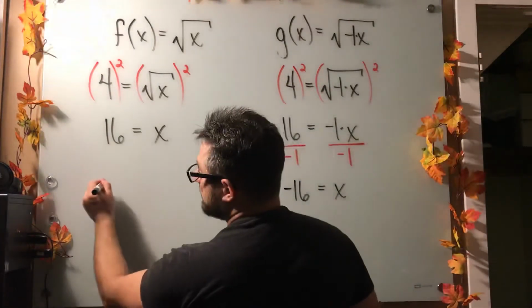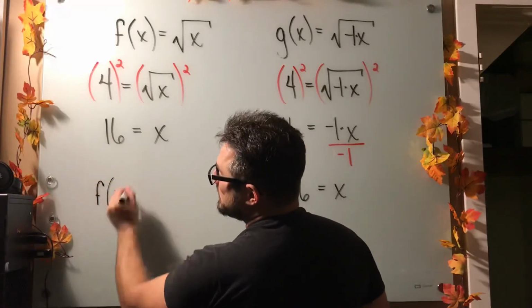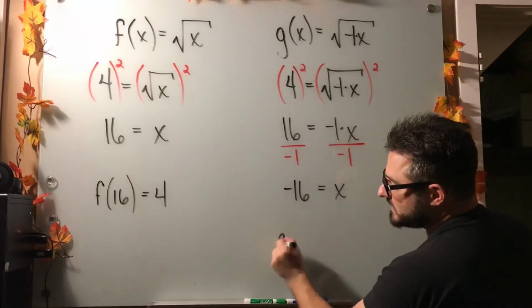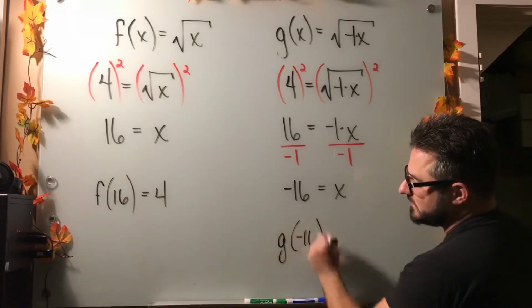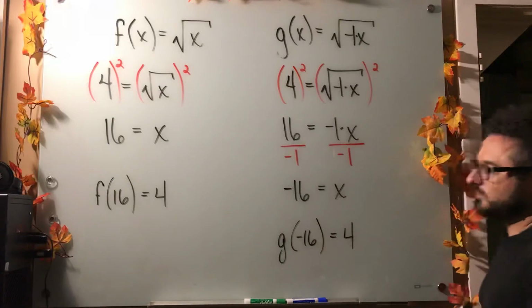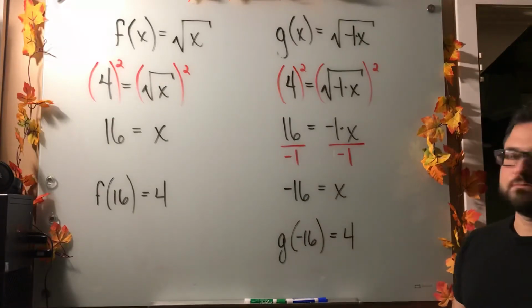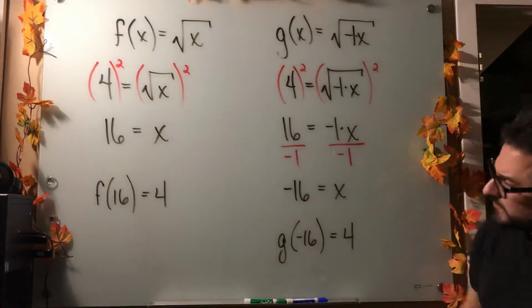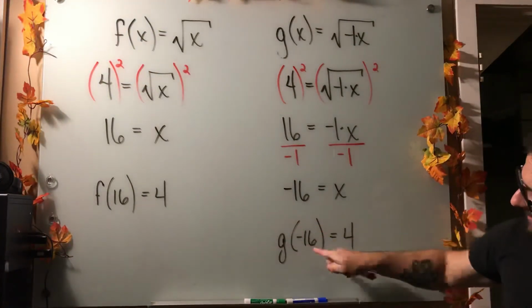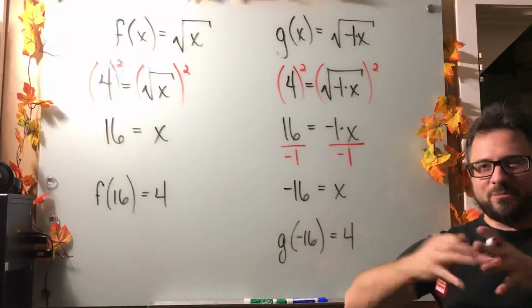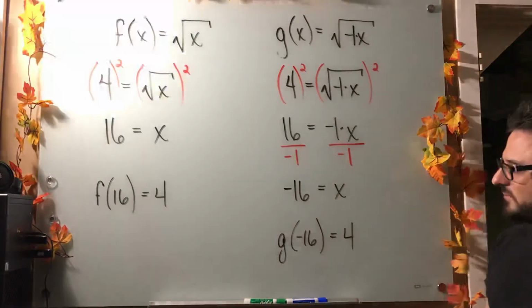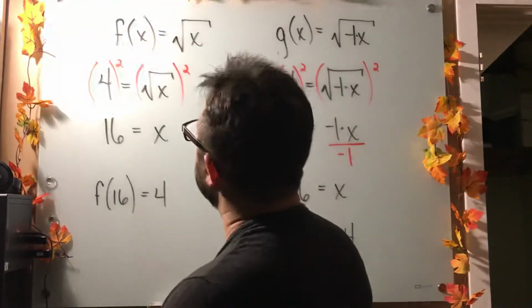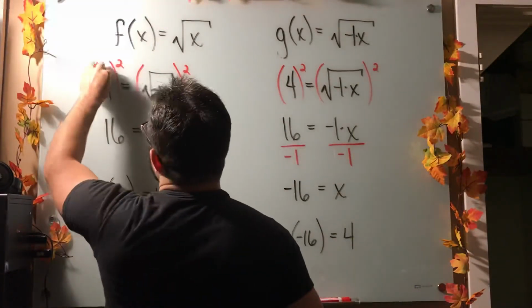So where in the original function f of 16 is equal to 4, here g of -16 is equal to 4. Now, we do want to look at the graph at some point here, so we should probably recognize that positive 16 and negative 16 is a little bit far out to the sides on the graph, so let's pick something a little bit more reasonable, a little bit smaller.